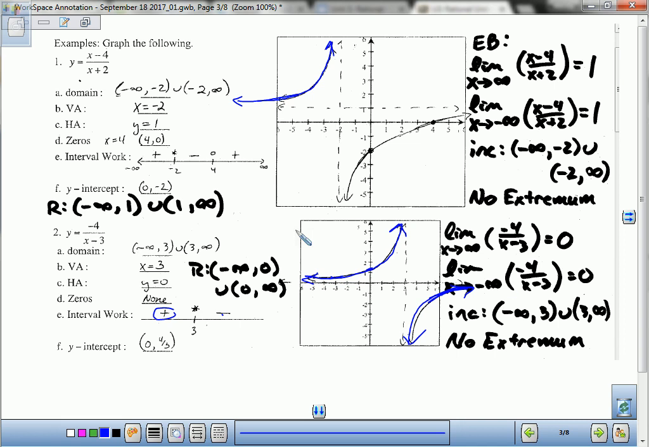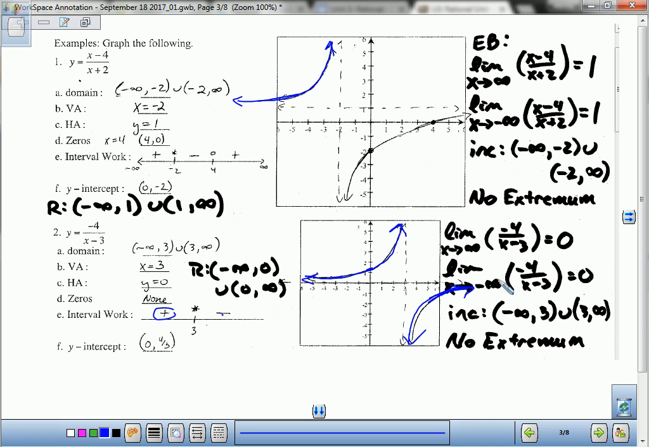Yes, Ben? With the y-intercept, if you have a number on the top that's not 0 and a 0 on the bottom, then there's no y-intercept. If it's 2 on top and 0 on the bottom, there's no y-intercept. But if it's 0 on top and 2 on the bottom, then the y-intercept is (0, 0).